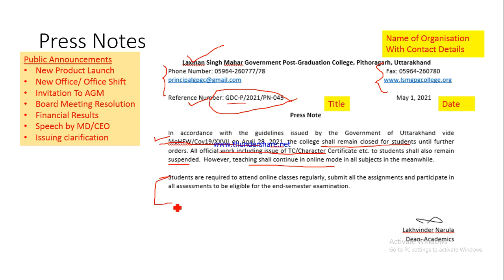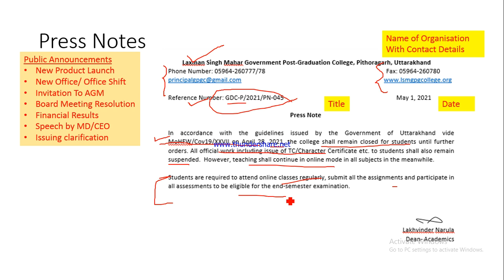Students are required to attend online classes regularly, submit all assignments and participate in all assessments to be eligible for the end semester examination. So this is another thing that we want to communicate to the larger audience, that the students should be completing their assignments, participating in tests, and they should attend all the classes. Otherwise they may not be able to sit in the end semester exams. Is that fine?